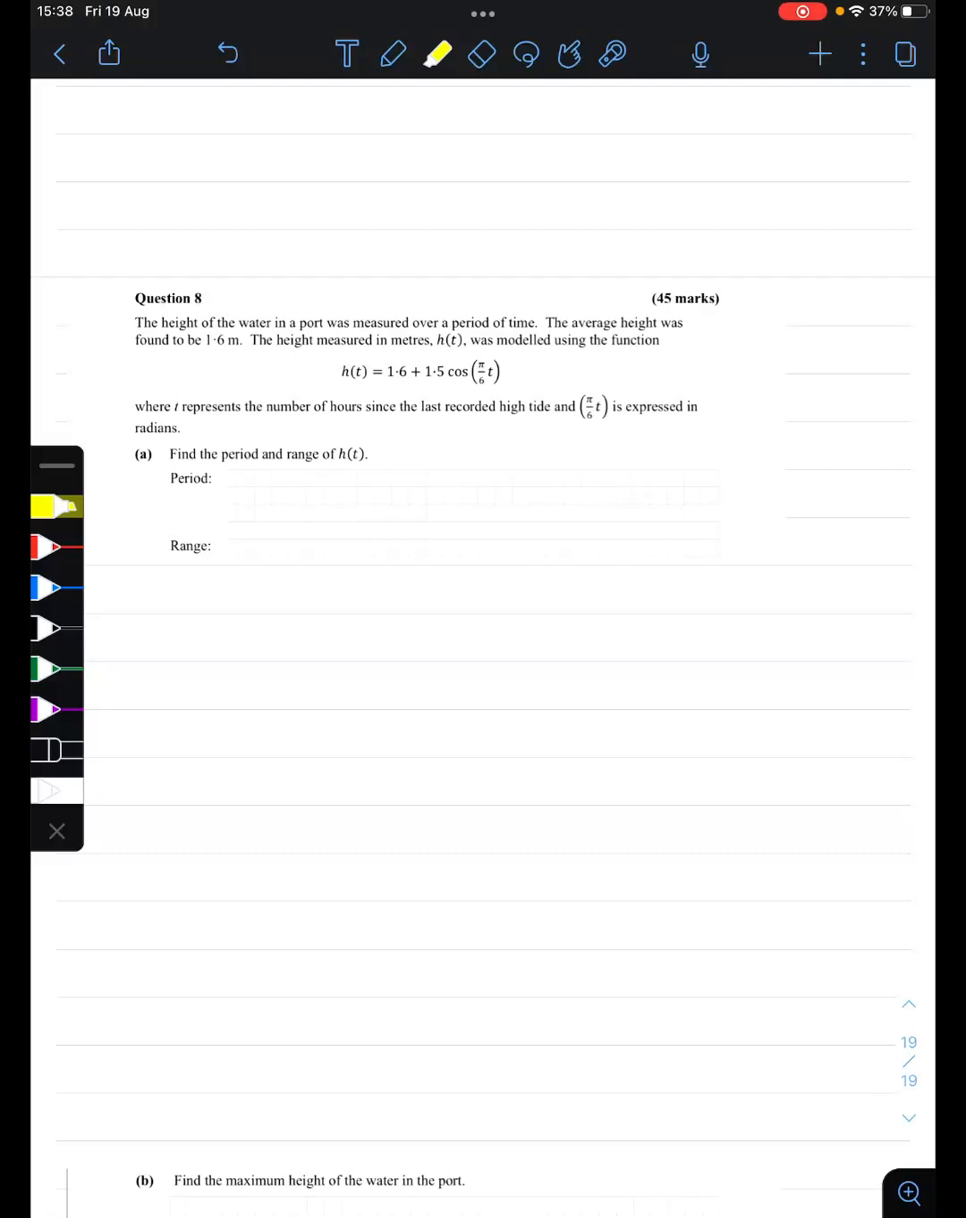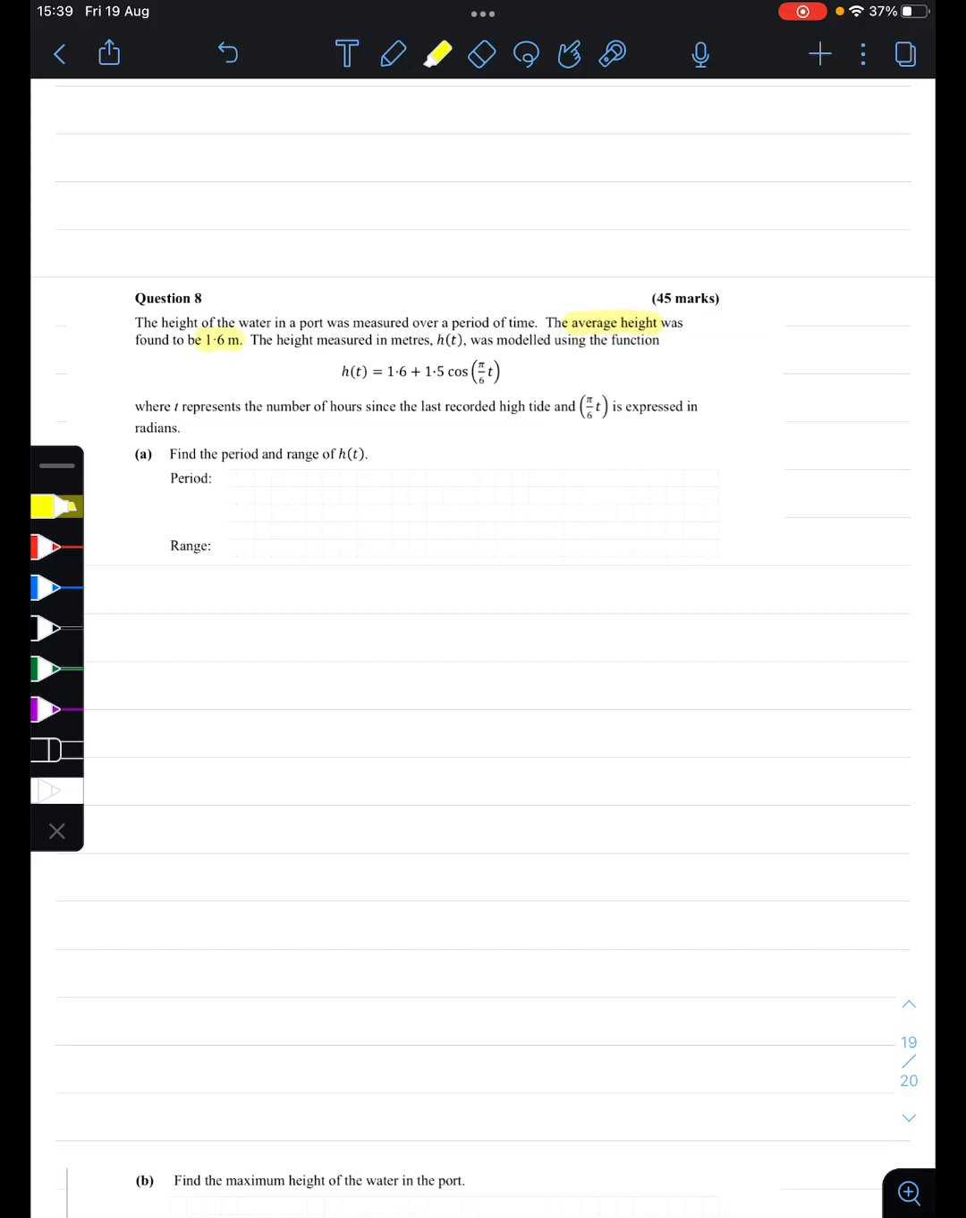Hi guys, so today we're going to take a look at question 8 of paper 2 of the 2016 exam. The height of the water in a port was measured over a period of time. The average height was found to be 1.6 meters.